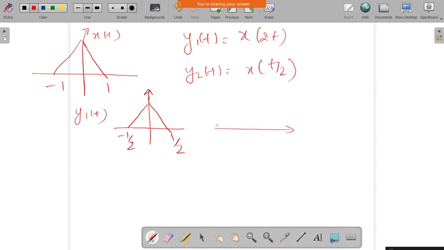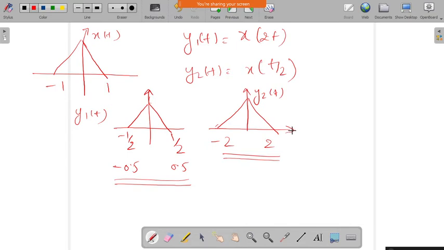And similarly y2 of t, we have to multiply by 2, so we are going to get minus 2 to plus 2. That is minus 1 into 2, minus 2 to plus 2. Like this, y1 is a compressed version because it is minus 0.5 to plus 0.5, compared with the original signal. And compared to the original signal, in this case y2 is an expanded version. Okay, so this is the time scaling.